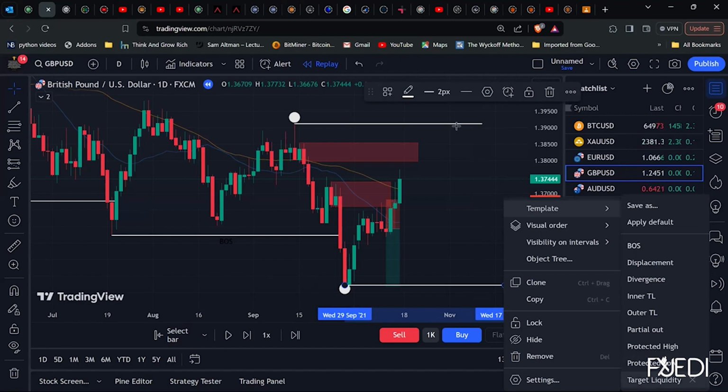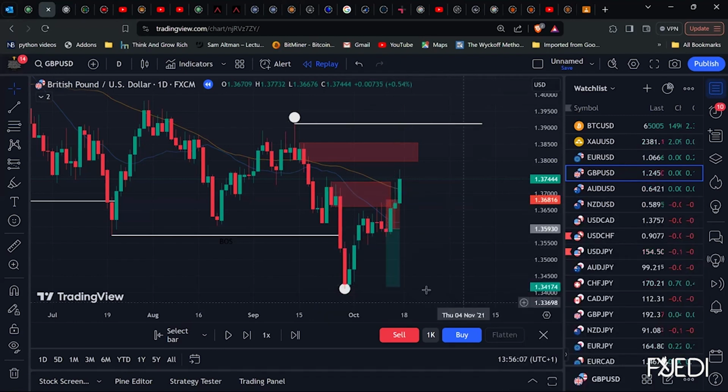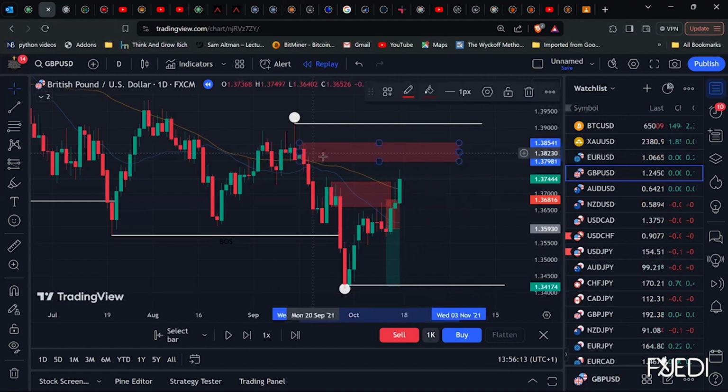And this is our target. So this is our protected high, and these are our targets down here. Where's my target? Okay. Now, we also have this area. So anywhere within this area here, if price taps into it and we get a rejection, we are also good to look for sell opportunities.